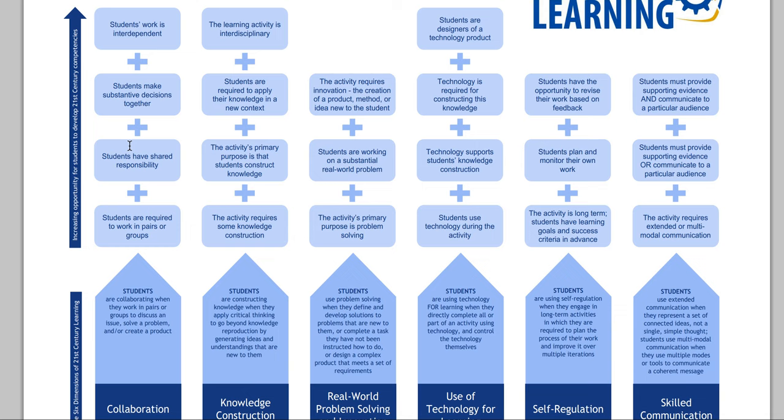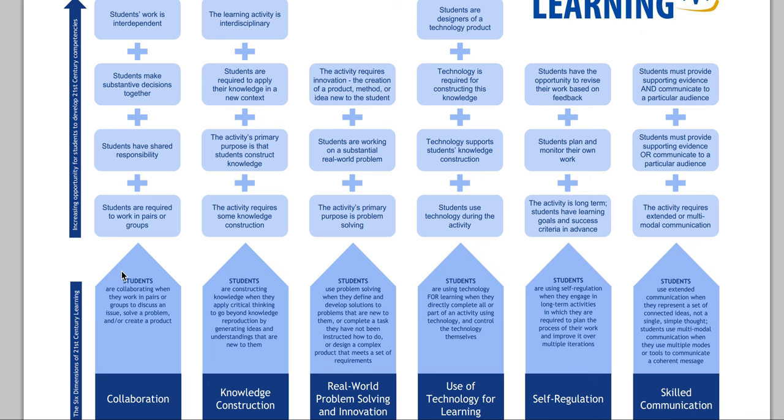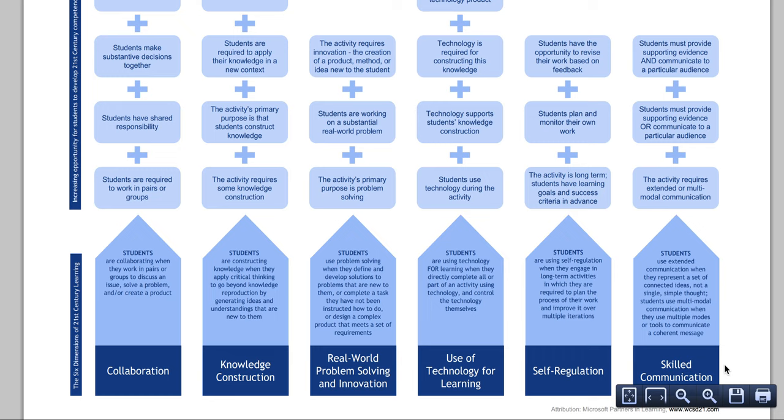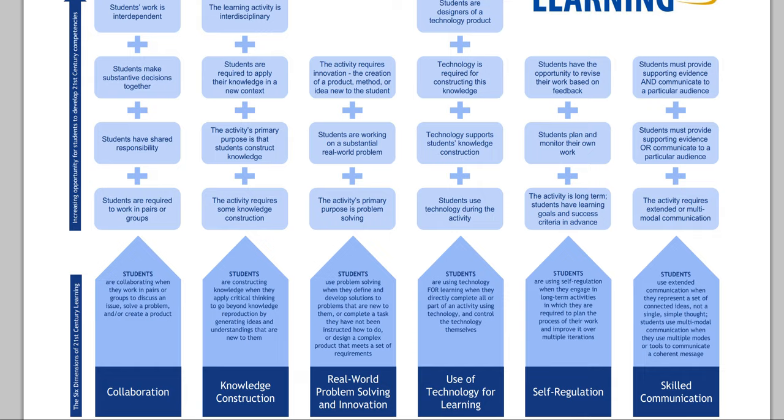So looking at your learning activity, are students required to work in pairs or groups? If you can say yes to that one, you go to the next box. Do students have shared responsibility? That means that all the students that are working together receive a grade for the work that they do with their partner or their group. So if you can say yes to that, then you move up to the next one, and so on. More information about the specifics of each of these is available, and we'll talk a little more about this towards the end of this webinar. And I'll identify there are three dimensions that are supported really nicely with presentation tools.